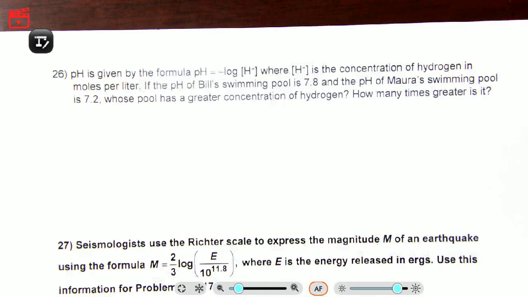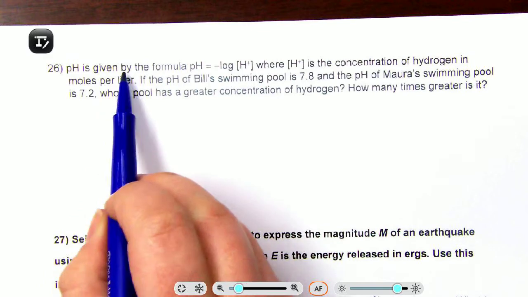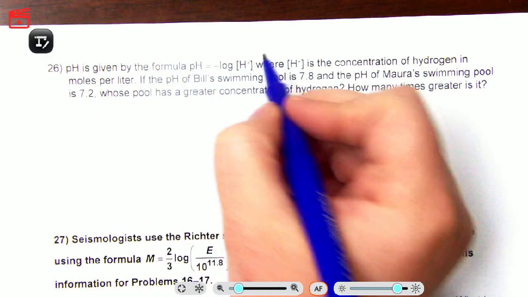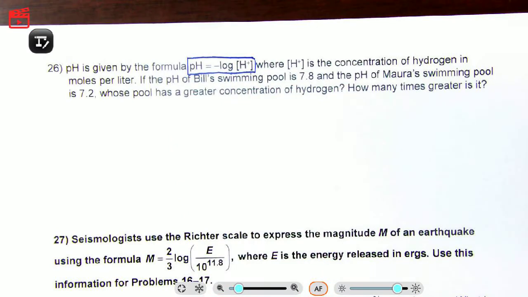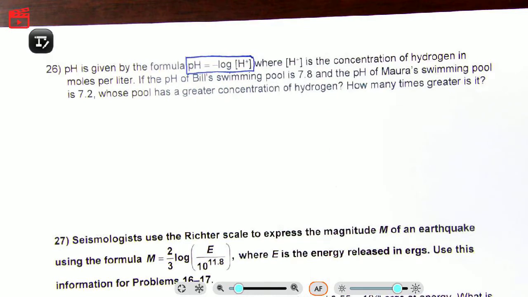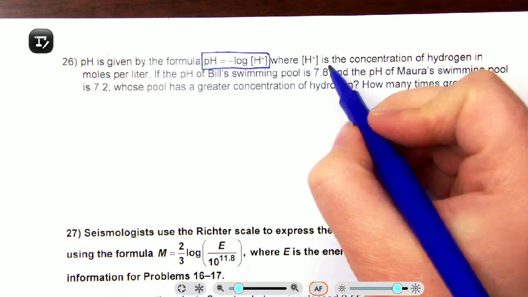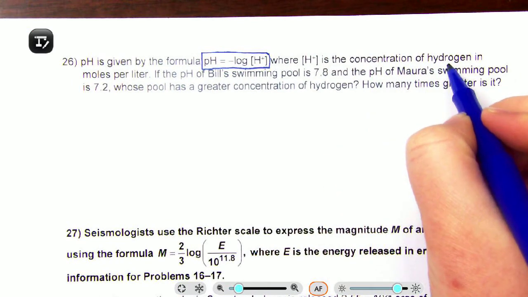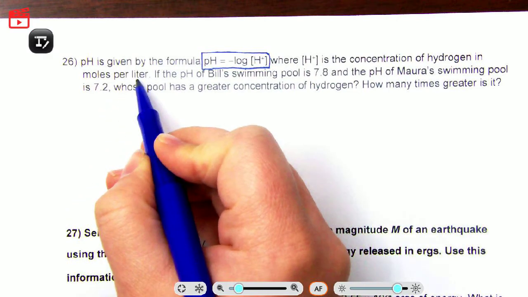Number 26. These are application problems. So the pH is given by the formula. Here's your formula. Anytime I have word problems, I'm going to underline, circle, highlight, just to have that information stand out. It's just something that I've grown accustomed to doing. Where H plus is the concentration of hydrogen in moles per liter.